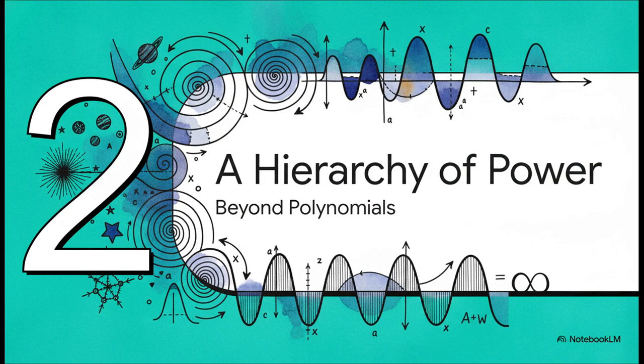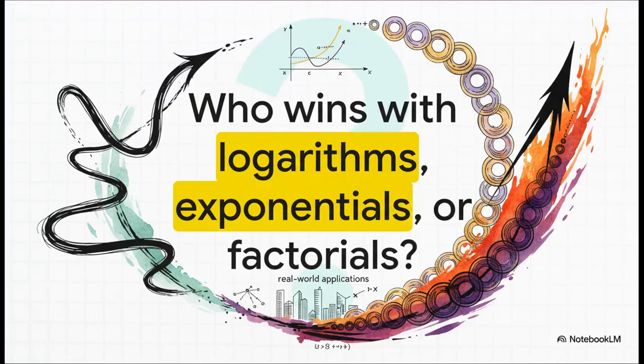All right, so we've got the rules for polynomials down. We know how they fight. But what happens when we throw some new challengers into the ring? What if it's not just an x squared fighting an x cubed anymore? What happens when a total heavyweight, like an exponential function, say e to the x, steps into the ring against a polynomial? Who wins then?